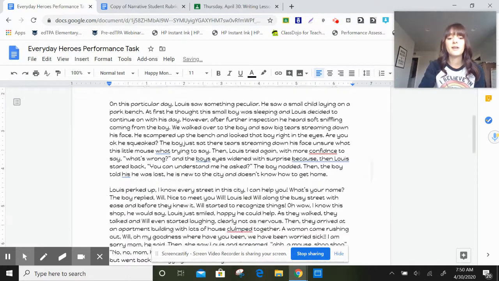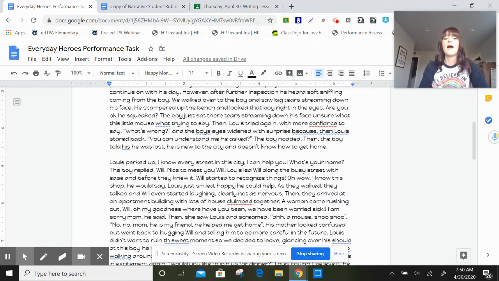And then Lewis perked up because he knew, "I know every street in this city. I can help you. What's your name?" And the boy replied, "Will." "Nice to meet you, Will." Lewis led Will along the busy streets with ease. Before they knew it, Will started to recognize things. "Oh, wow, I know this shop," he would say. And Lewis just smiled, happy he could help. As they walked, they talked, and Will even started laughing, clearly not as nervous.